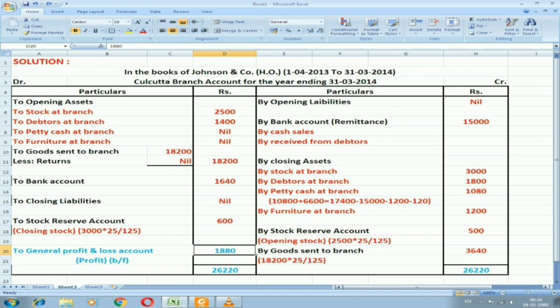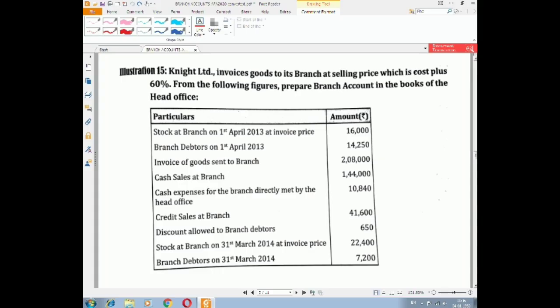And in the last, as usual, everything will be similar to cost price method. Also in this video I have given one more illustration to solve by yourself. Please solve this illustration, and if you are having any doubts, please mention in the comment section, so I'll try to clarify it. Thank you for watching.